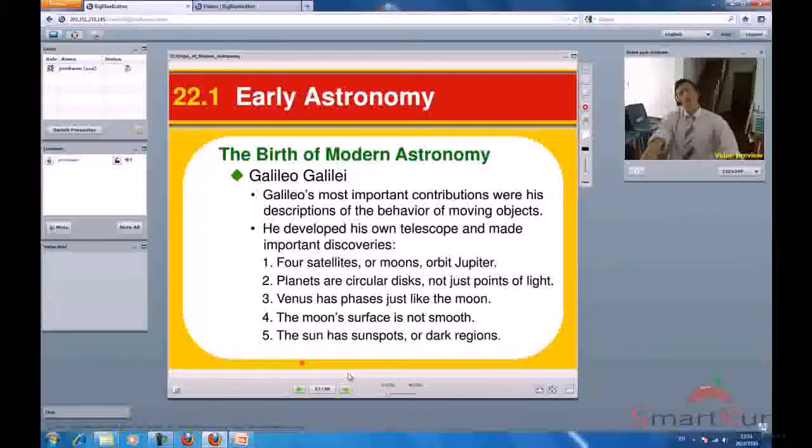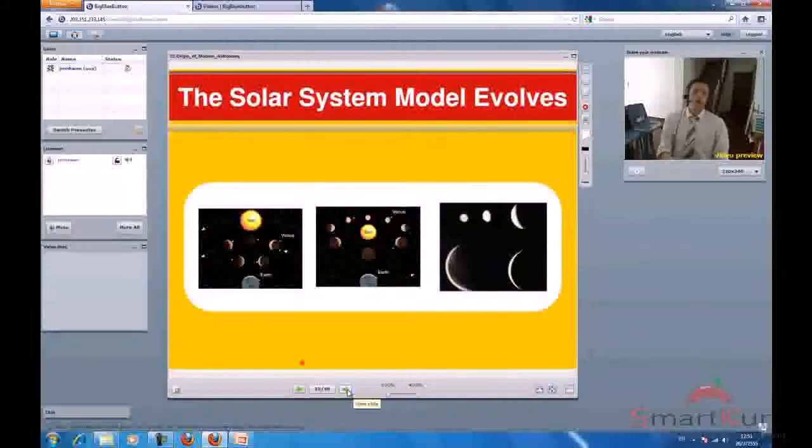He also realized that Venus has phases just like the moon, and we're going to see that in the next couple slides. He realized that the moon's surface is not smooth, and we're going to see that later in the presentation. And he realized that the sun had sunspots, or dark regions. And he did a lot of drawings of the sun with these dark sunspots. He did not know what they were. He could not explain them. Today we understand them a lot better, and we'll get into those in later lessons.